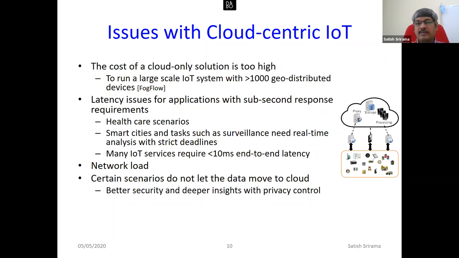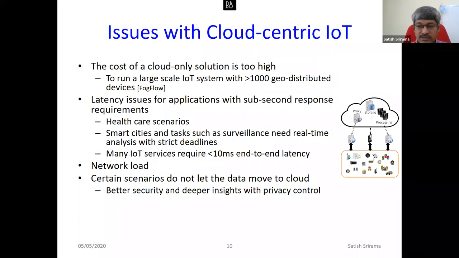Will you be doing this processing in the cloud, where you will send all the data to the cloud and do the processing there, and before the answer comes, there will be several minutes, if not at least a few more seconds? You will not be doing that. You would like to do the processing somewhere closer. So that's what we are trying to do. And of course, there are also issues with smart cities and tasks; surveillance needs real-time responses. Many IoT services require less than 10 milliseconds end-to-end latencies. So that's a huge challenge with this sort of cloud-centric IoT-based applications.